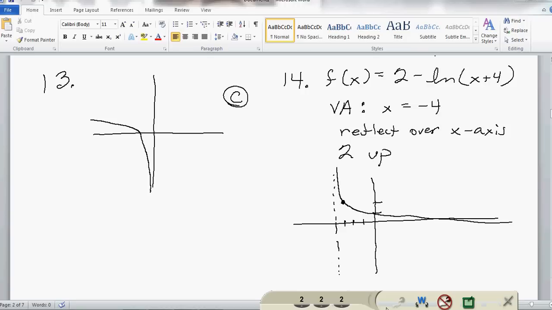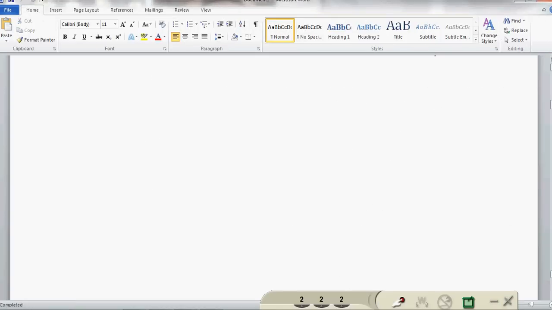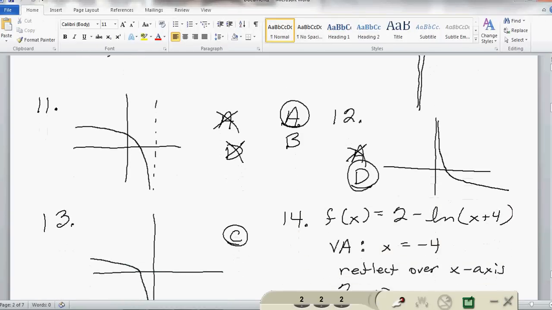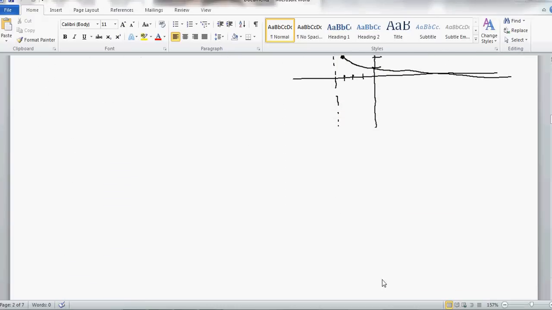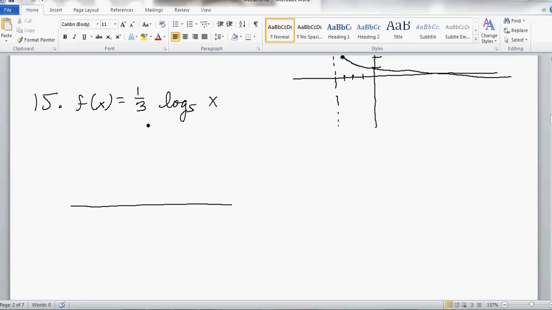Number 15, we're going to do the same analysis and then just draw a rough sketch of whatever we end up with. We've got f of x equals 1/3 of log base 5 of x. Okay, first thing, the vertical asymptote. Well, we just set this equal to 0, x equals 0. So our vertical asymptote is the y-axis, x equals 0.